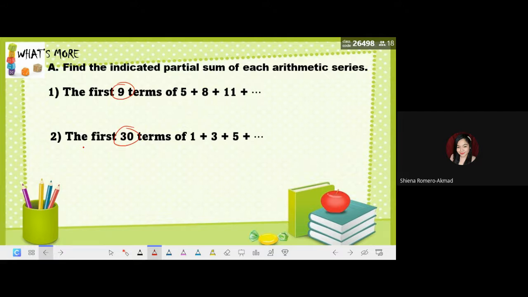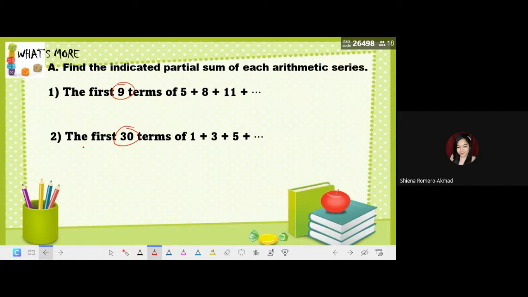Nasaan na yung last term? Napapatingin ako kay Lester. Ang ganda ng picture niya, no? Lester, talaga ba mahaba yung hair mo? At mukha kang girl?